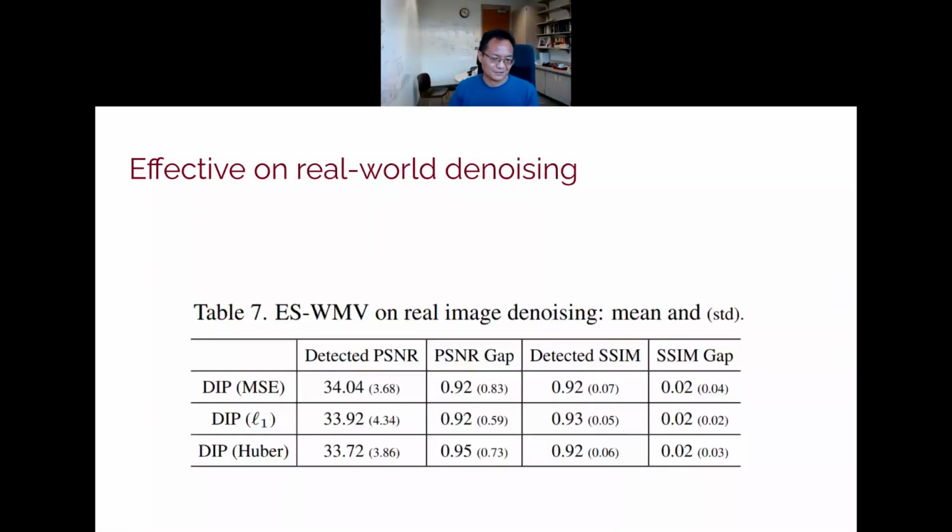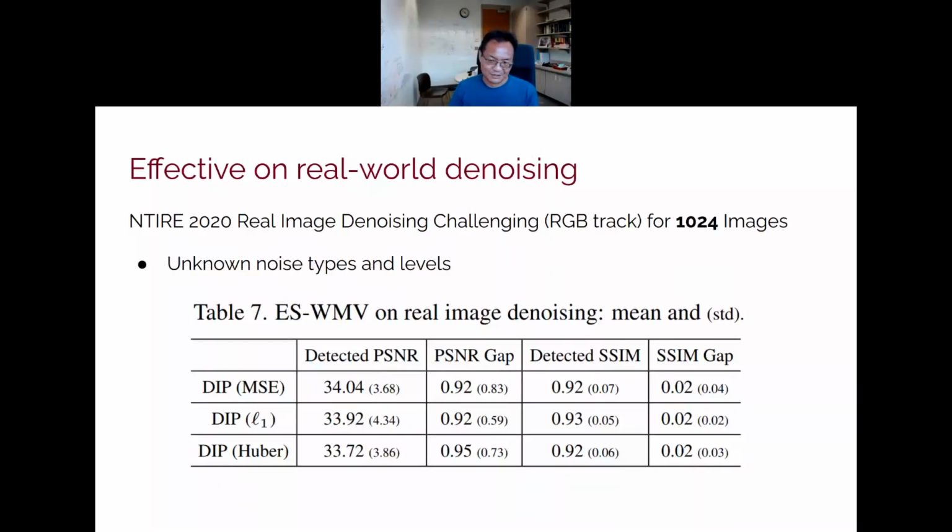And this also works amazingly well on real-world images. We take some large-scale, I think this one is around 1,000 real-world images, for denoising challenges. The detection gap is roughly around the same level. And by the way, we don't tune our parameters there. Actually, we only have 2 parameters. We don't tune the parameters across the experiments.